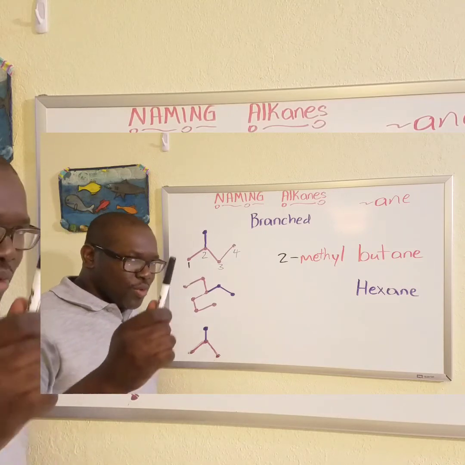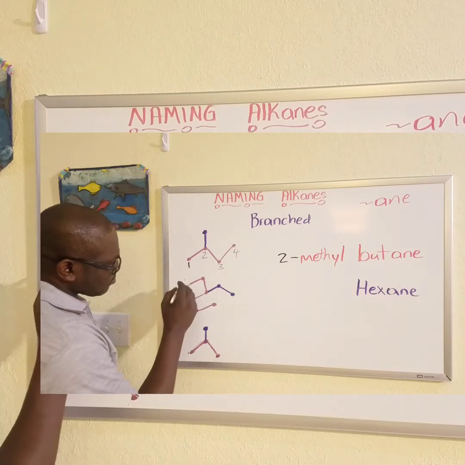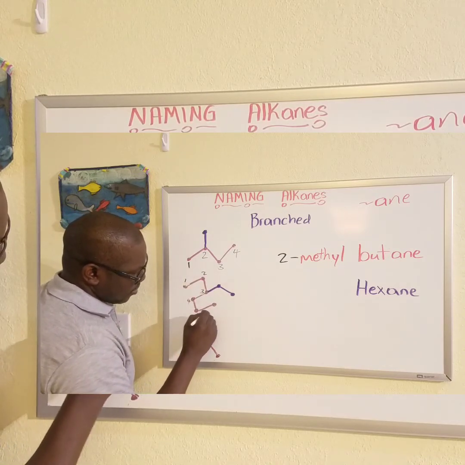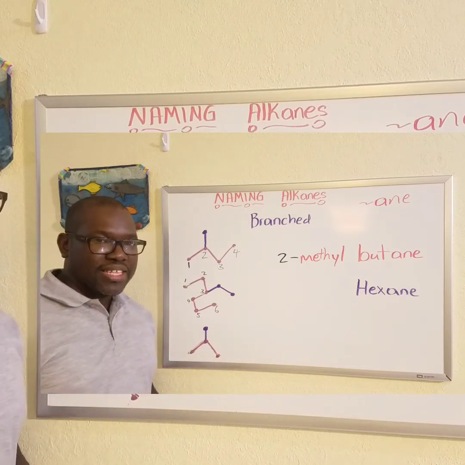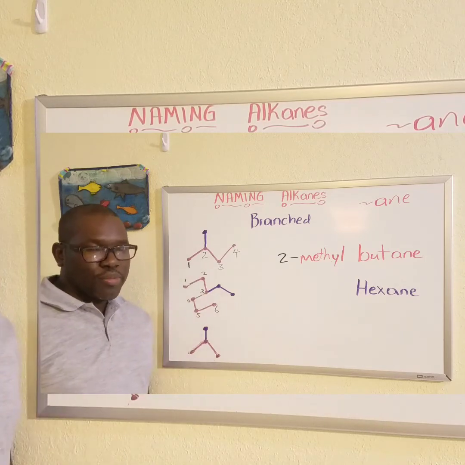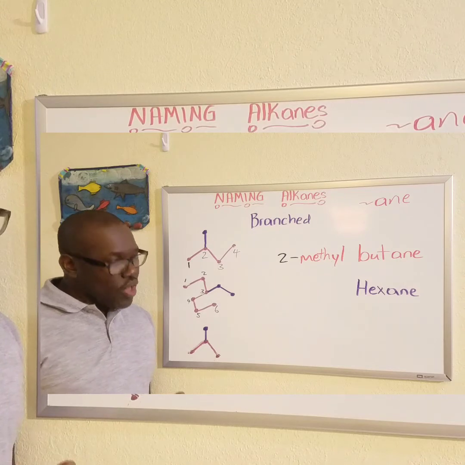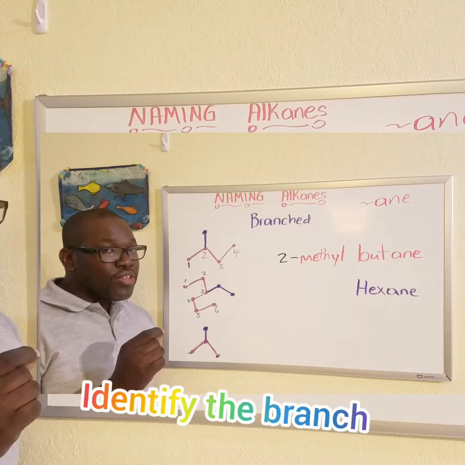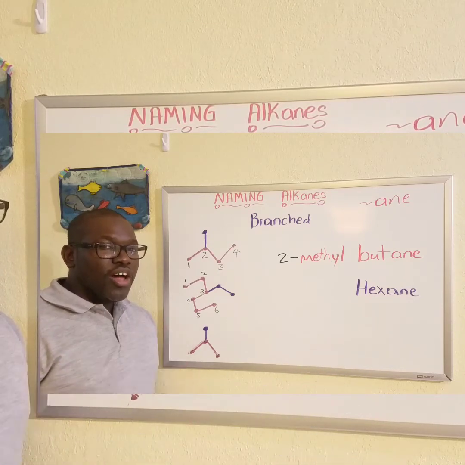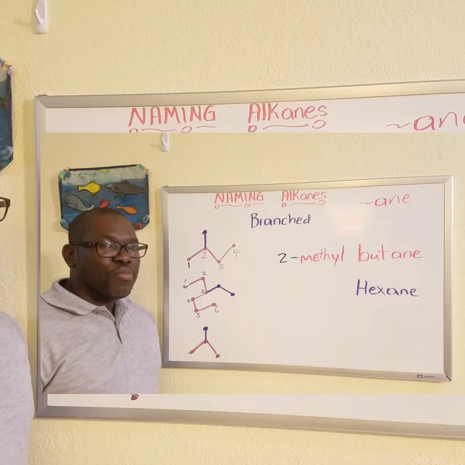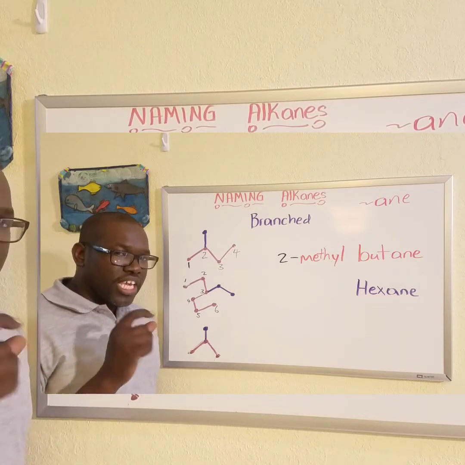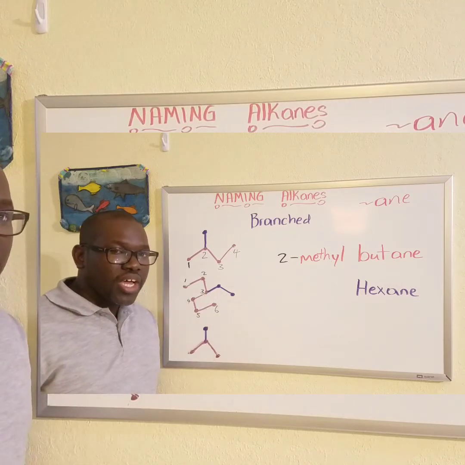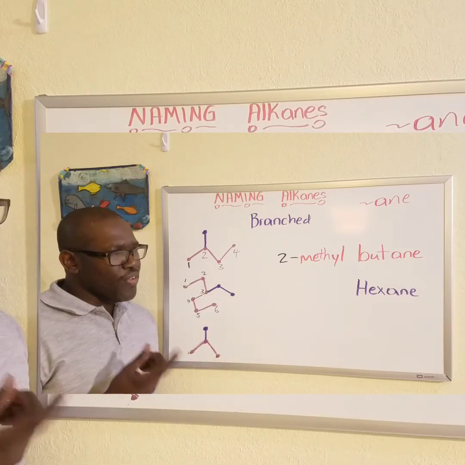So let's do that with my little black marker. So there you have that. Good. So position number 3. The next thing we want to do now is identify the branch. Remember now, branches are alkyl groups. So all you need to do is just count the number of carbons in the branch. Remember, each dot represents a carbon atom. And as you can see, this has 2 dots. So now you need to find the prefix for 2 dots.